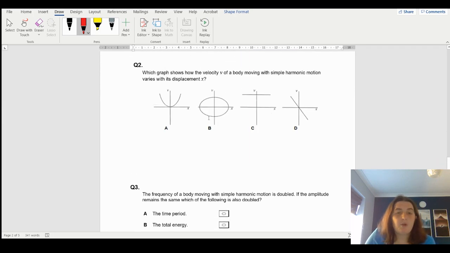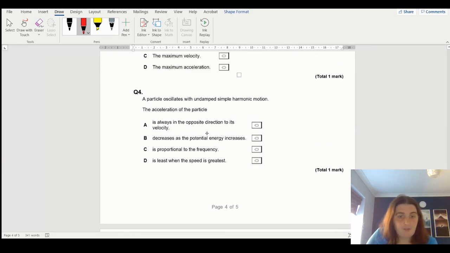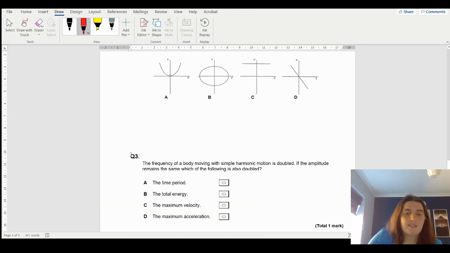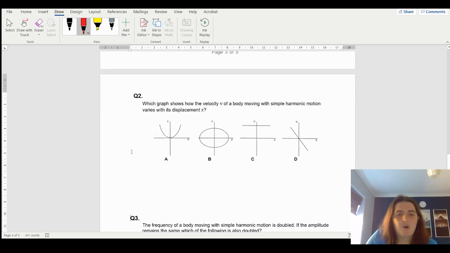What I'm going to do now is the multiple choice. There are 3 multiple choice questions that we're going to look at, and I'm going to explain how you answer them. The joy of multiple choice with SHM is it normally comes with graphs, or things like definitions. So this one here is the graph that shows how velocity varies with displacement in simple harmonic motion. So also know how its velocity changes with its displacement.